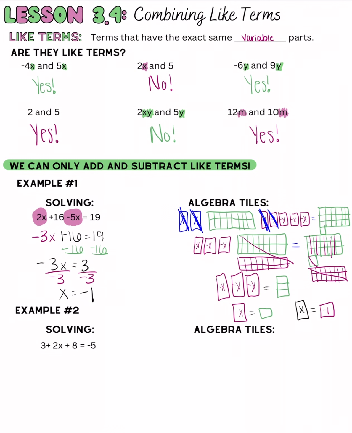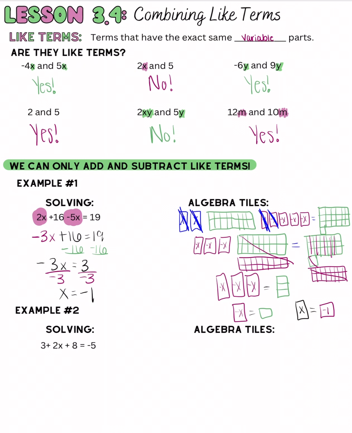Okay, so now let's look at example number 2. I have 3 plus 2x plus 8 equals negative 5. If we think about this, what is happening to x? We're multiplying by 2, adding 3, and adding 8. If we're adding 3 and adding 8, it's the same thing as adding 11.